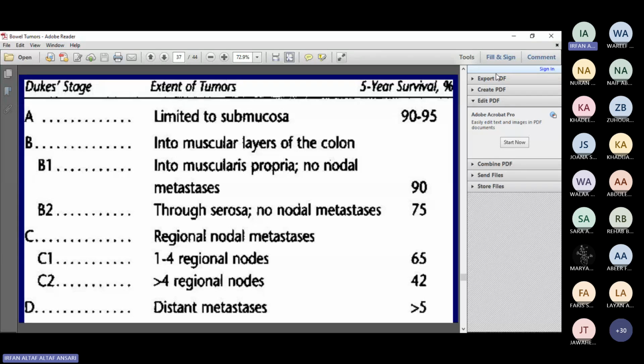And you see the survival is 90 to 95% when it is in A, in B1 it is 90, B2 75% of the patients survive up to 5 years. When it is C1 it is 65, and as soon as even one single lymph node increases, it becomes 42. And wherever the tumor is located, even if it is in the submucosa or a small tumor, but it shows distant metastasis, survival is very, very poor.